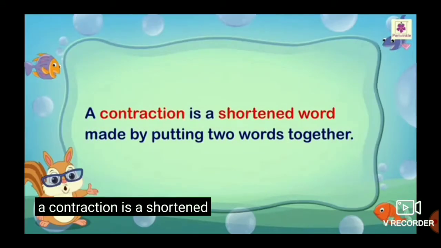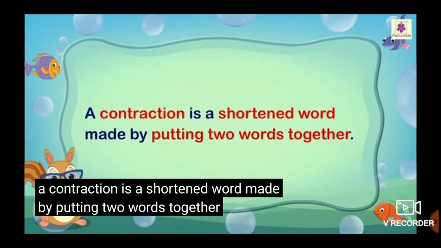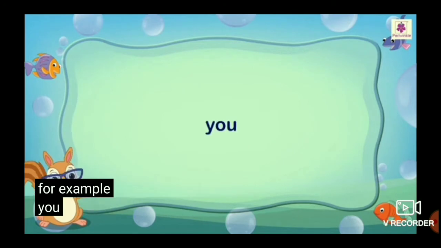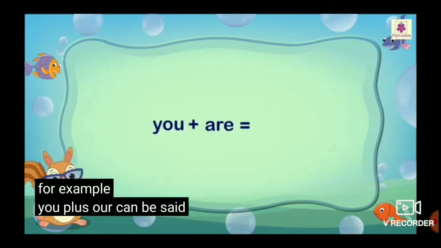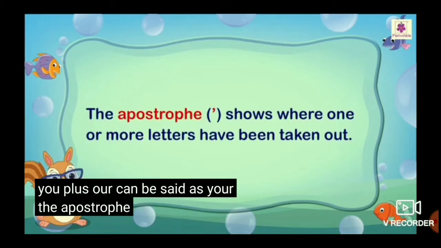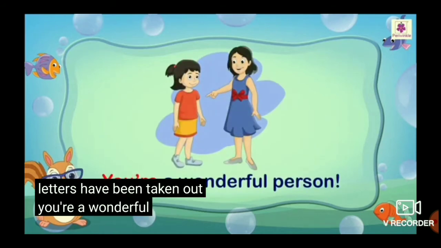A contraction is a shorthand word made by putting two words together. For example, you plus are can be said as you're. The apostrophe shows where one or more letters have been taken out. You're a wonderful person.